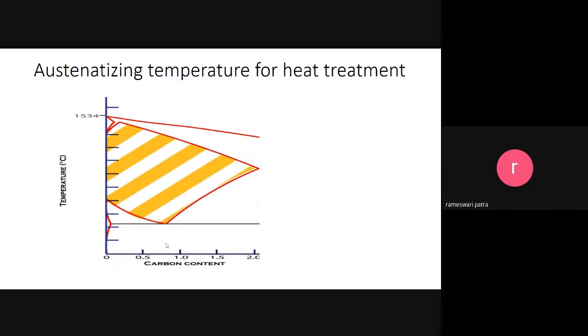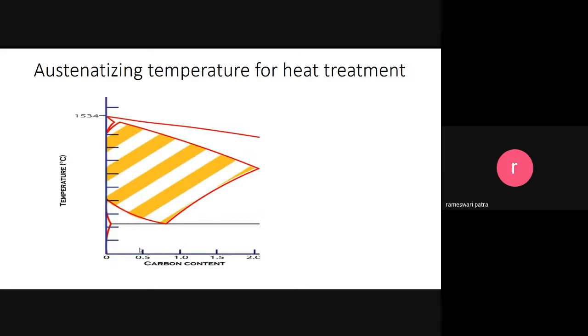But if you have a hypoeutectoid steel, then what is this line? The A3 line. And what is this line? ACM. Right? So if you have a 0.5% carbon steel, then you have to go above which temperature? A3 temperature, right? Suppose you mistakenly keep the steel between A1 and A3. What will happen? Here you are heating a 0.5% carbon steel. If the predetermined temperature is here, what will happen? Austenite plus ferrite will be there.